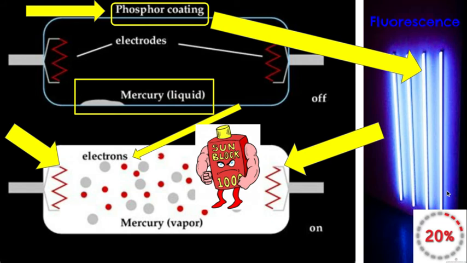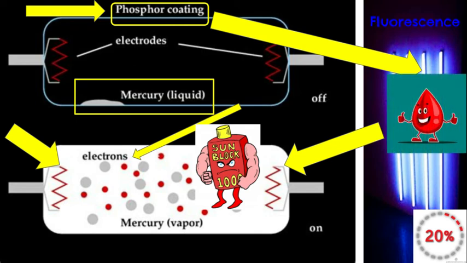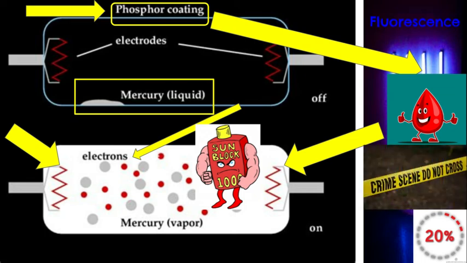20% of the energy a compact fluorescent light bulb uses is converted into light. They last much longer than incandescent light bulbs and are less hazardous to the environment. Fluorescent molecules can be found in the body. Blood, urine, and semen all contain fluorescent molecules, and forensic scientists can look for these fluids at crime scenes.